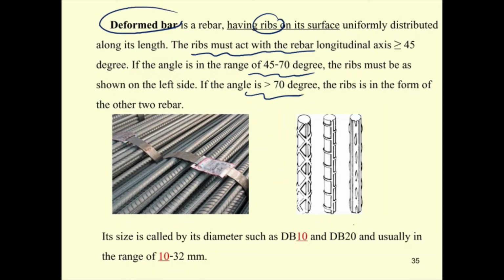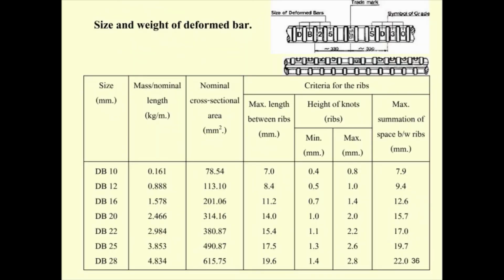The deformed bar has the symbol DB, and it says DB10. That is the deformed bar with a diameter of 10 millimeter. If it's DB20, that's going to have a diameter of 20 millimeter. Okay, the diameter is important because the spacing between the rebar must be larger than 3D, to reduce the stress concentration, something like that. So the size of spacing is important. And this is the table for the size and the weight.